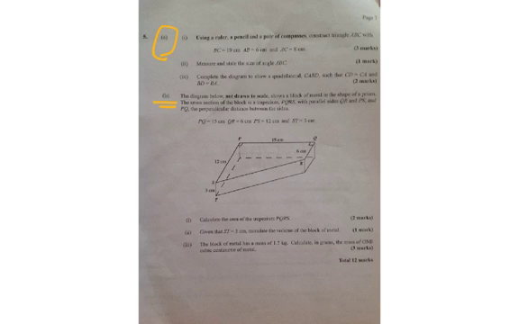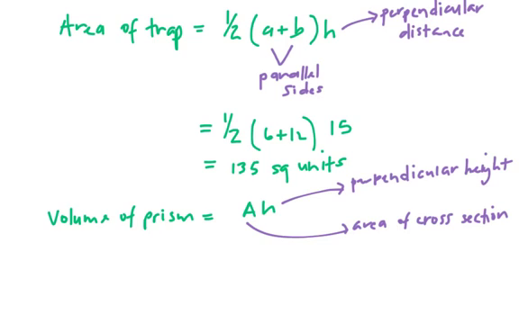Part 2 of 5b asks us, given that ST is equal to 3 centimeters, calculate the volume of the block of metal. Now remember, our block of metal is in the shape of a prism, so what we're looking to do is find the volume of a prism. So we recall the volume of a prism is A times H, where A is the area of the cross section multiplied by the perpendicular height. Well, they gave us the perpendicular height, that is ST, which is equal to 3 centimeters. And then the area of the cross section we would have found from the previous part, and that's 135.